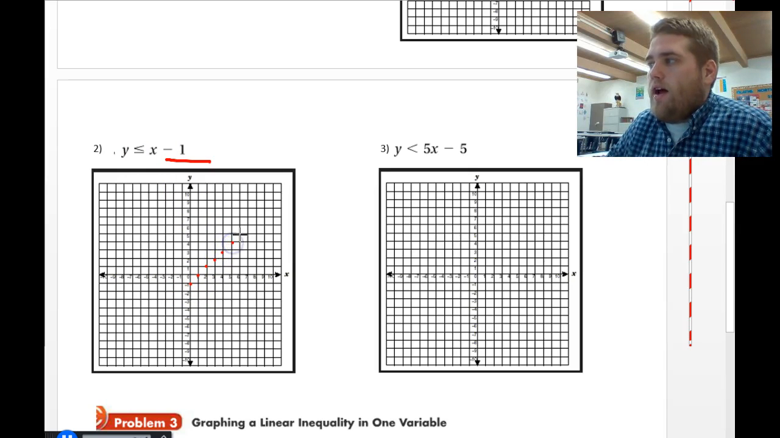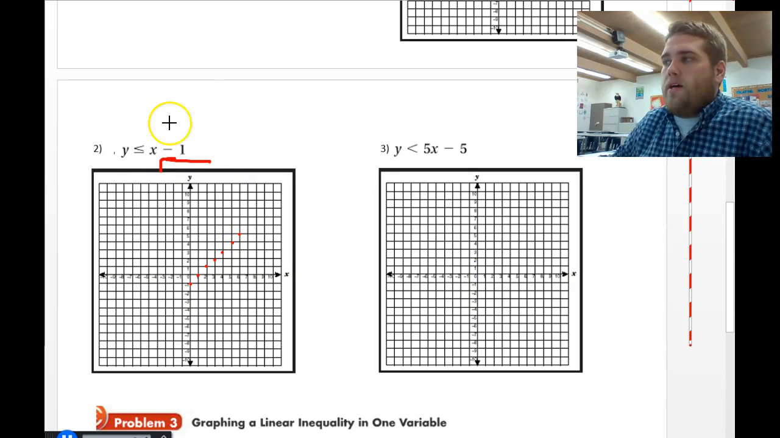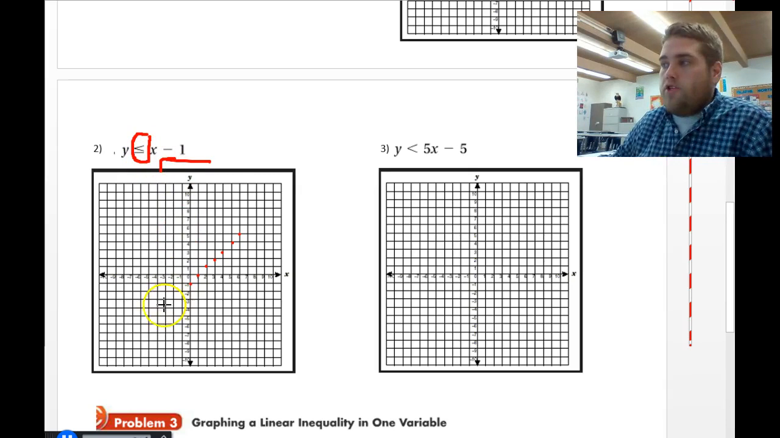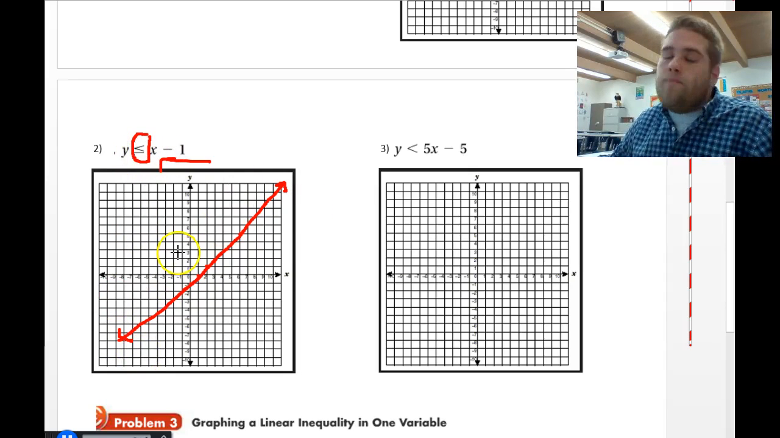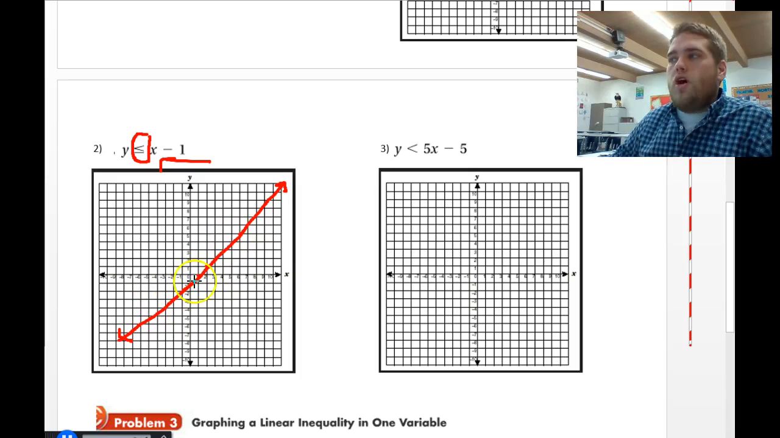Now I look at my sign here, and it's less than or equal to. So it's got the equal to sign, which means we draw a straight, solid line. Once again, if the sign has that little line under it, draw a solid line. If there's no solid line, we draw a dotted line.